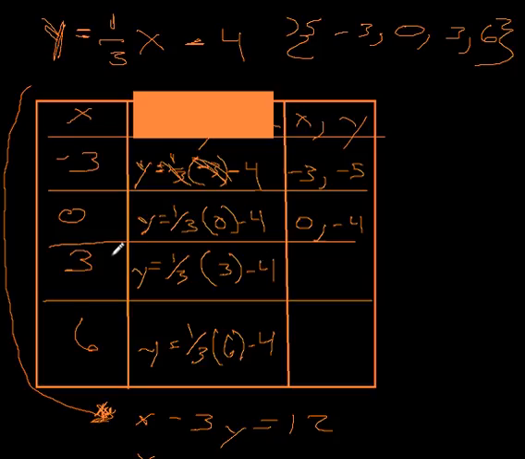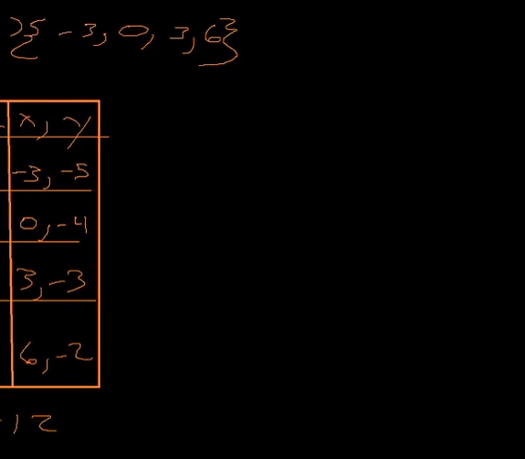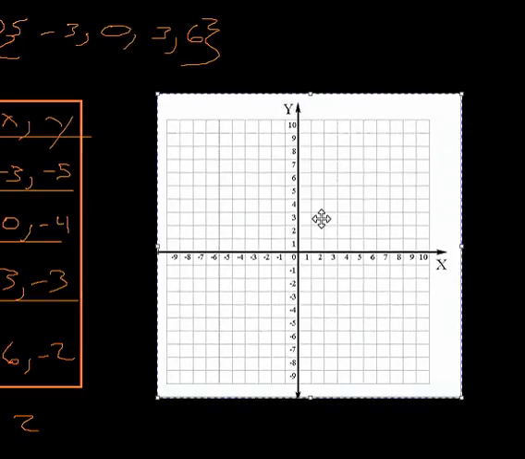My next example, x is 3. So 3 times 1/3 equals +1 minus 4, which is -3. So I have 3 comma -3. And finally, 1/3 times 6. Well, what's 1/3 times 6? It's really 6 over 3, so it's going to break down to 2 over 1 minus 4, which is -2. So now I've got 6, -2. Cool. All right, from here, these values, I want to go ahead and graph them. So let's go ahead and graph these values.